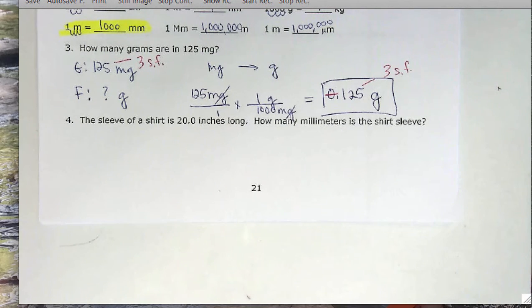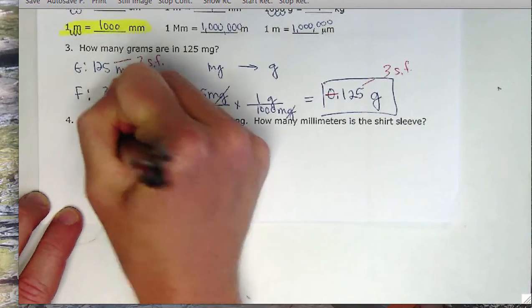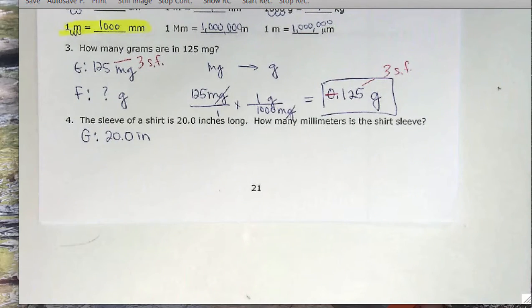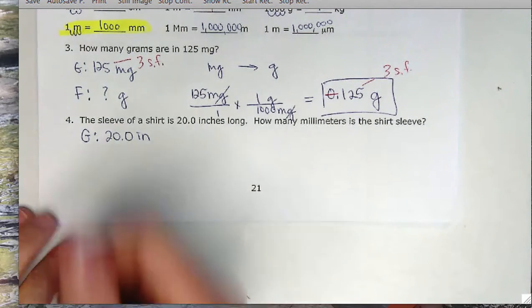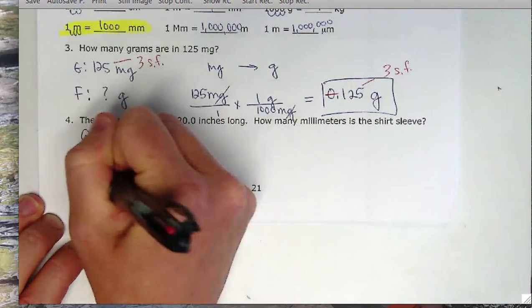So let's just go through and sort this. The sleeve of a shirt is 20 inches long. How many millimeters is the shirt sleeve? What are you given? 20.0 inches. And what are you asked to find? Millimeters. Good. So you're asked to find millimeters.